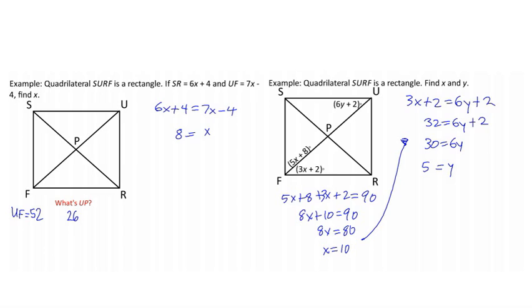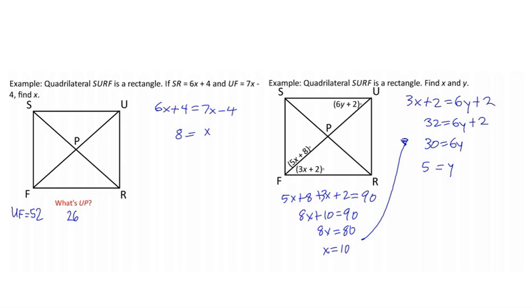This next question, again I tell you that it's a rectangle. This time I give you different information. Instead of telling you about the lengths of the sides, or the diagonals rather, I tell you about angle measures. I have 3 angles here to begin with, and you'll see that the relationships between them vary. I'll notice initially that 6y plus 2 and 3x plus 2 are alternate interior angles. Because SU and FR are parallel, that means these 2 angles are congruent.